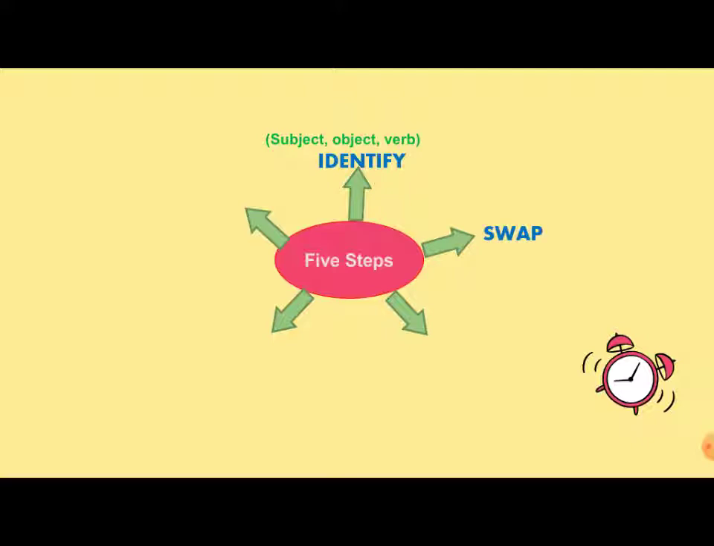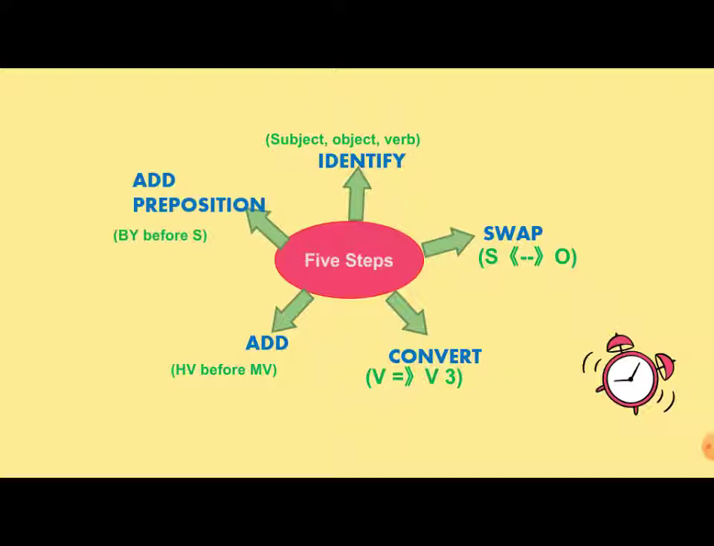Swap the subject and object, that is, interchange the subject to object and object to subject. Convert the verb into past participle form. Add a helping verb before the main verb according to the tense, and add a preposition by before the subject.